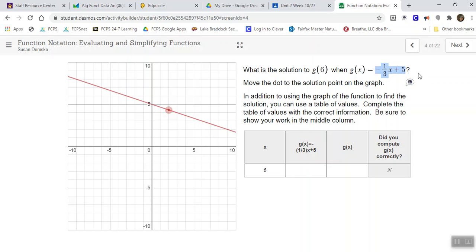So I can simply highlight that, do Control C for copy, go in here and do Control V. Notice I did not put in that g of x or the equals. Because my x is 6, I'm going to replace that x with 6. So I'm going to do parentheses 6. I'm going to get rid of that x.